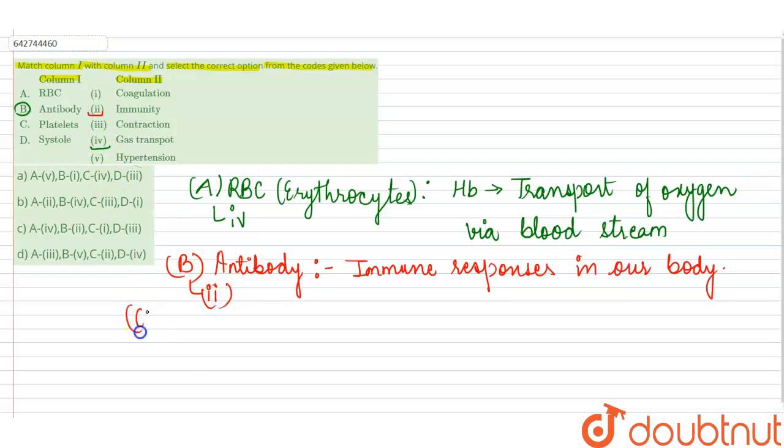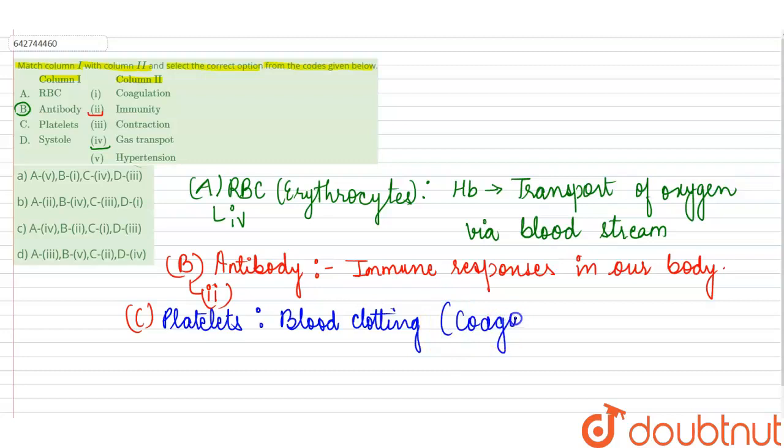So let us come to C. C is platelets. Platelets are also a component of blood, also called thrombocytes. The platelets, or thrombocytes, are the blood components responsible for blood clotting in case of injury. Blood clotting, or coagulation, is the clotting of blood in case of injury.